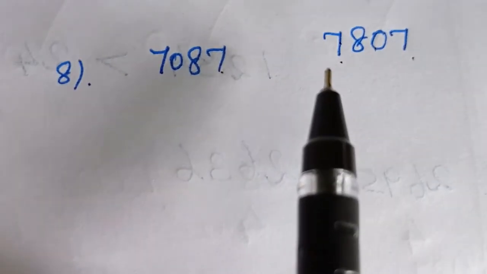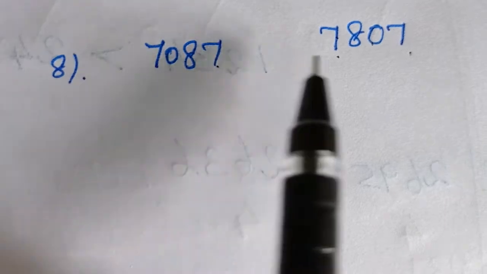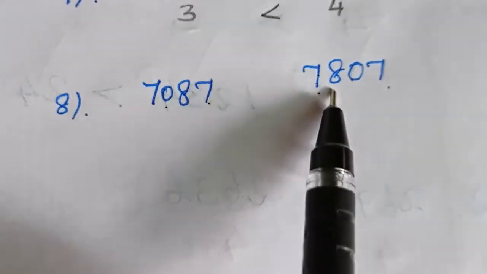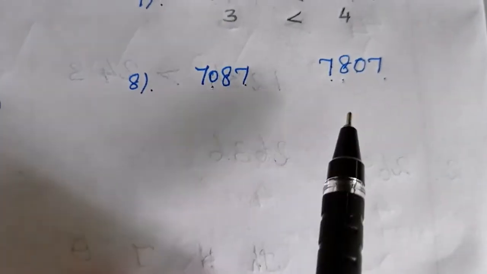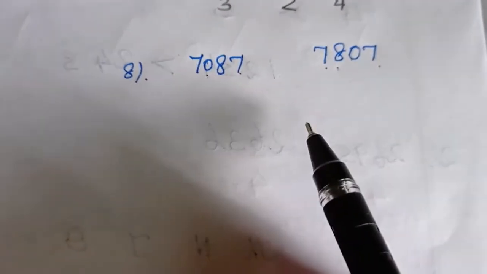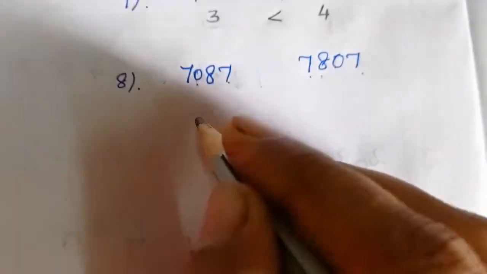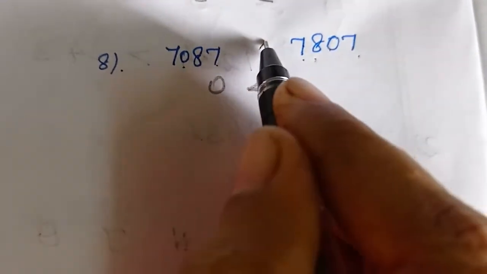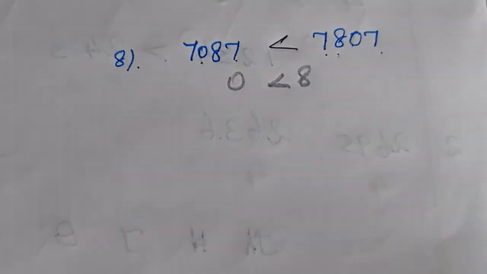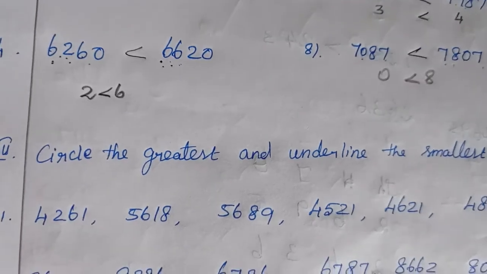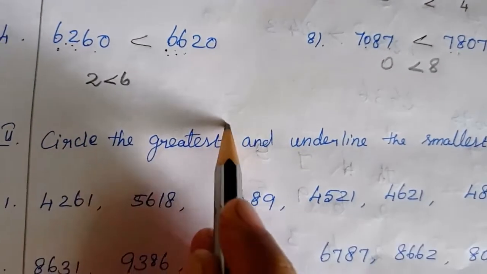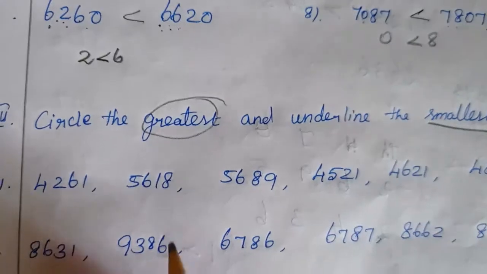So the 1000 place value is the same for both the numbers. Then what do you want to do? Yes, check the 100 place values for both the numbers. The first number's 100 place value is 0 and the second number's 100 place value is 8. So children, which one is greater, 0 or 8? Yeah, 8 is greater. So we conclude that 7807 is greater than 7087.